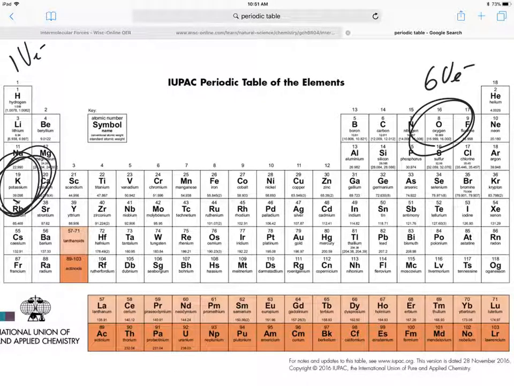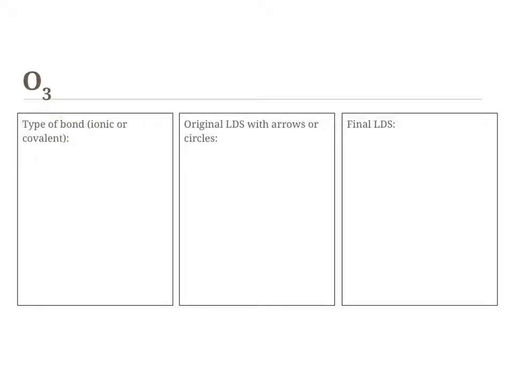So I'm going to go to O3. Okay, so I'm going to go over here. I'm going to go check my periodic table. I'm going to say that it's going to be covalent because it's nonmetals only.